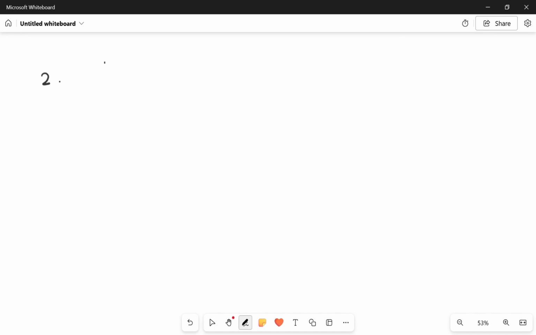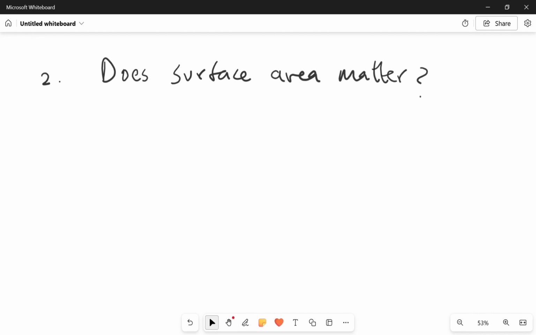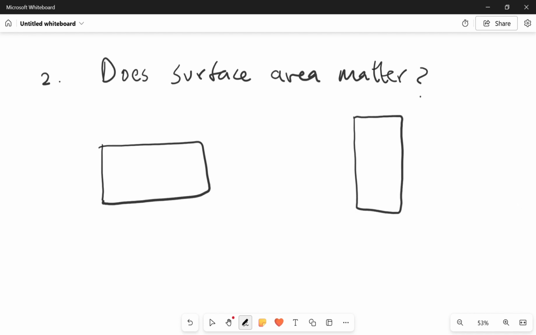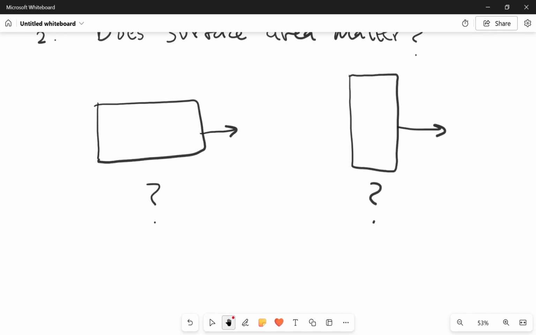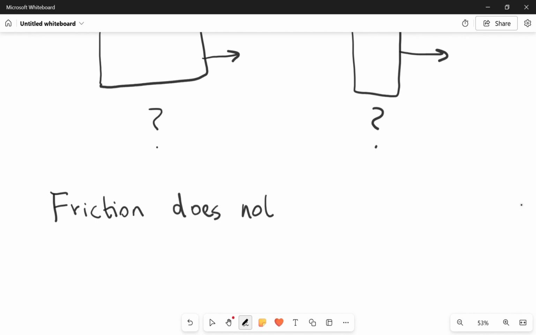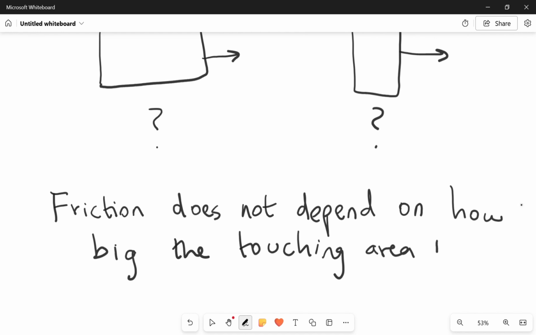Number two, does surface area matter? Put the block on its big side and try pulling. Turn it on its small side and try pulling again. Which one do you think is harder to pull? Surprise! It's equally hard. Friction does not depend on how big the touching area is.